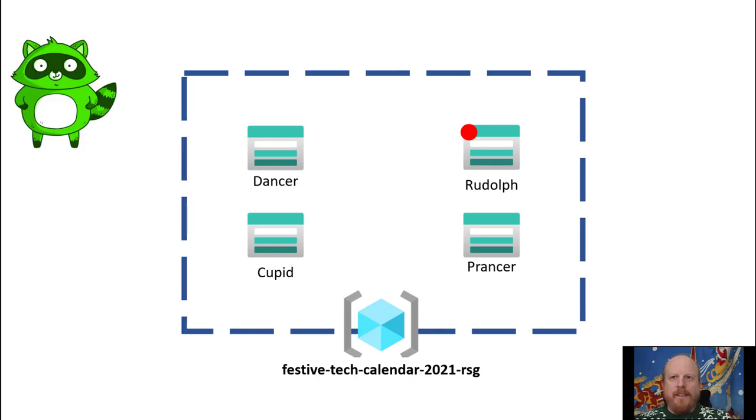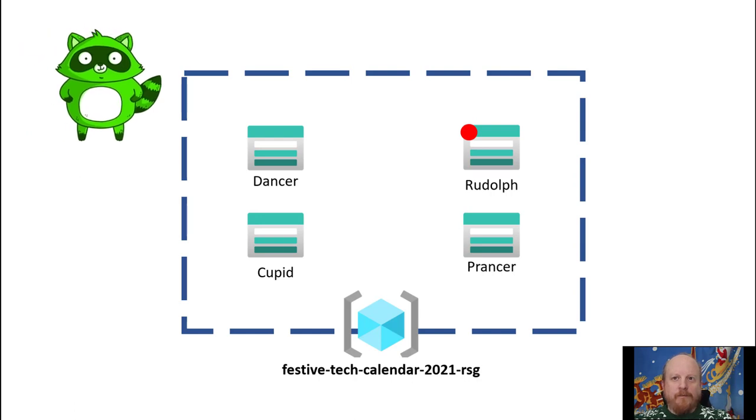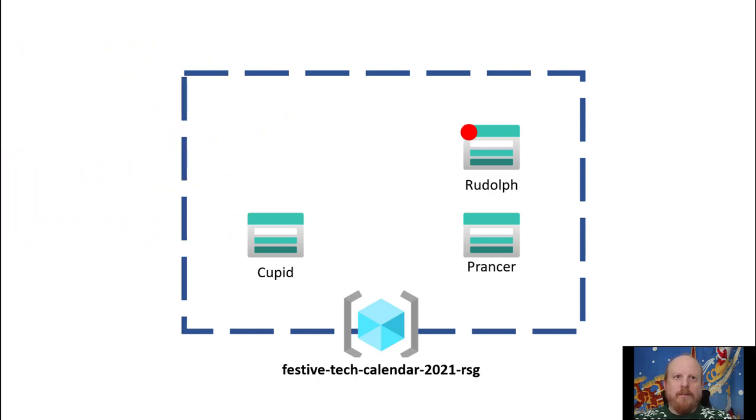Oh no, what's this? The Grinch bit has appeared. Now he's one of our elves, our admins, who's been assigned the contributor role on this resource group. Let's say he's helping feed the reindeer, but he's a bit clumsy today and comes in and removes one of our resources, when he shouldn't do. What do we do?